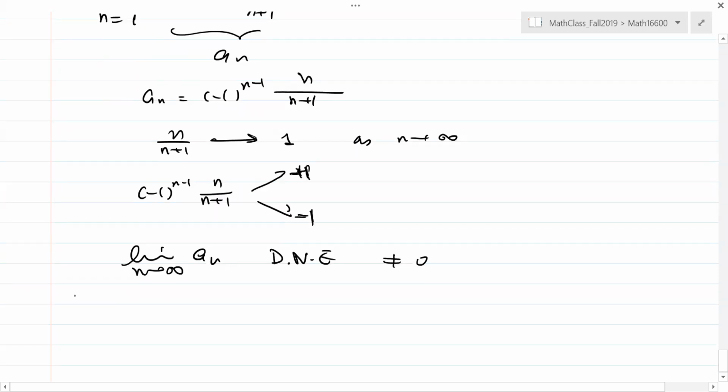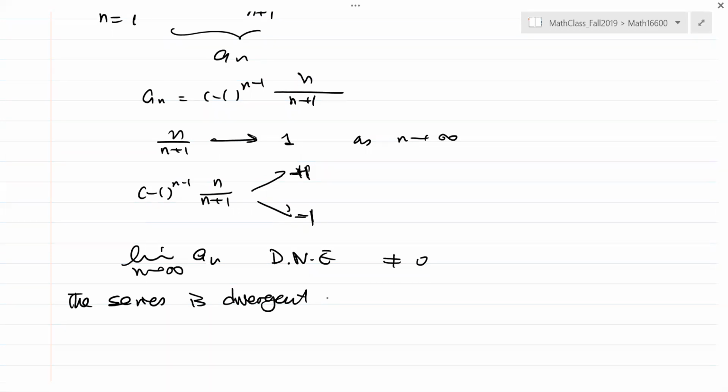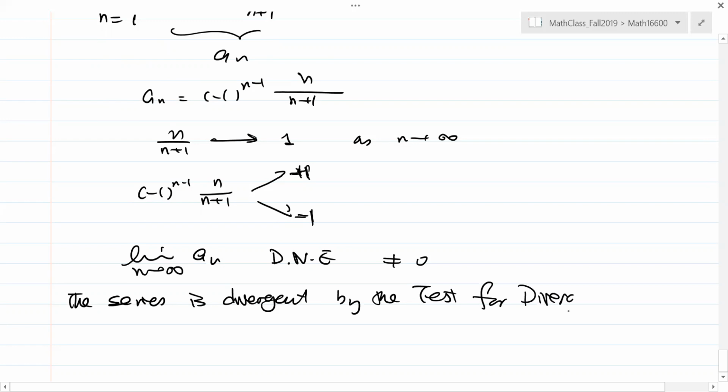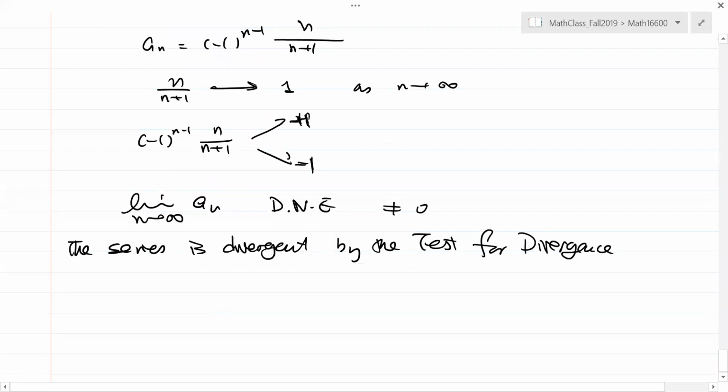So we have to put the argument in logic. Then you can say that the series is divergent. If you don't want to quote the test for divergence, you have to say more words. You have to say, well, it's a necessary condition for the convergence of a series, but the necessary condition is not satisfied. Therefore, it's divergent, right? By the test for divergence, okay? The series is divergent.